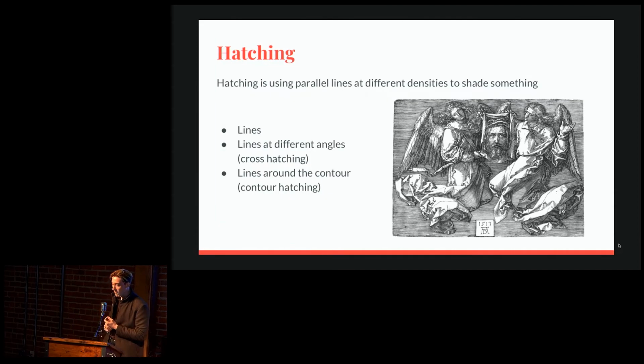Okay, the next one is hatching, and hatching is a very common one when you're drawing. It's basically just filling it in with different parallel lines, right? So you have single hatching, where you use one set of parallel lines, cross hatching, where you use lines at angles, and contour hatching, where you take the shape and fill it in around the shapes of the contours.